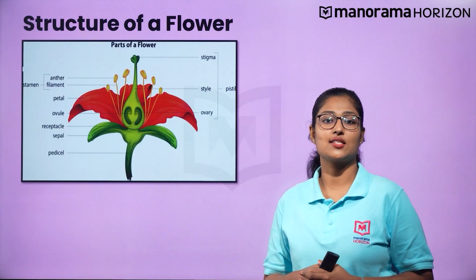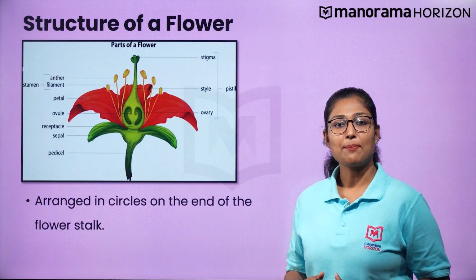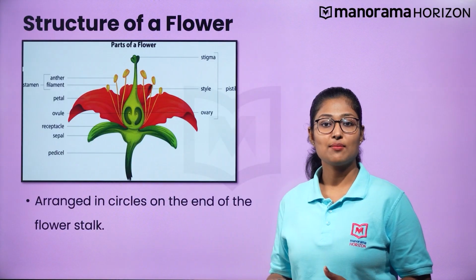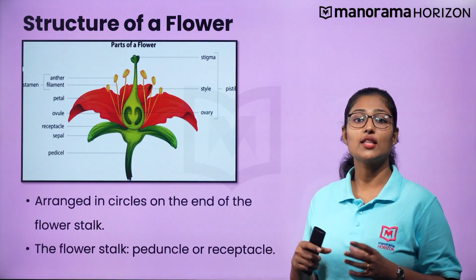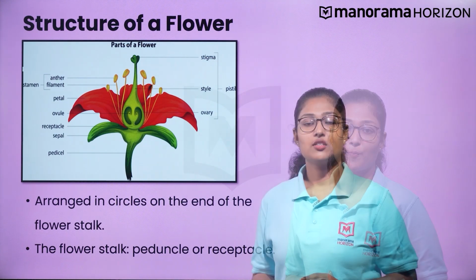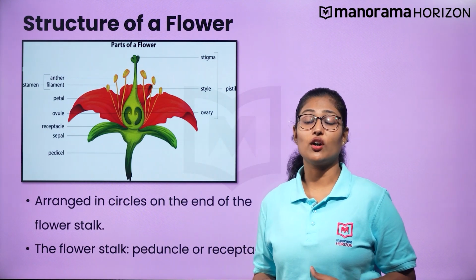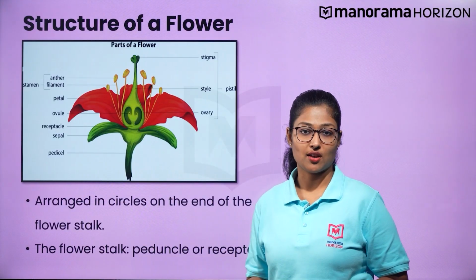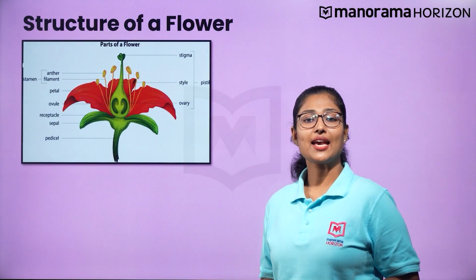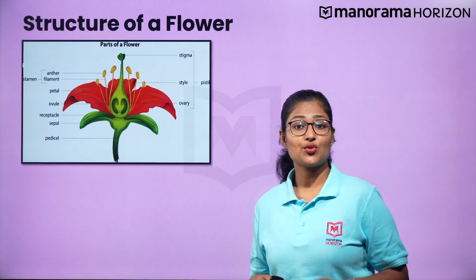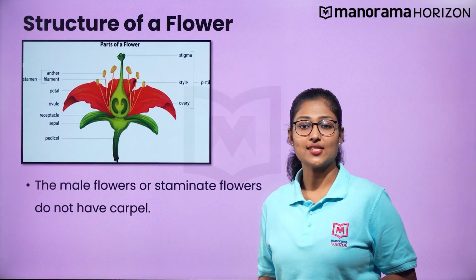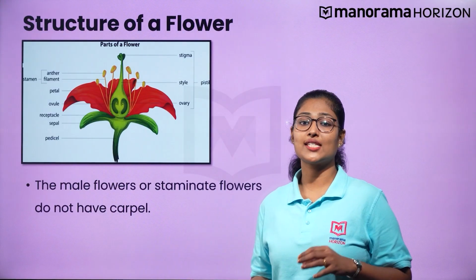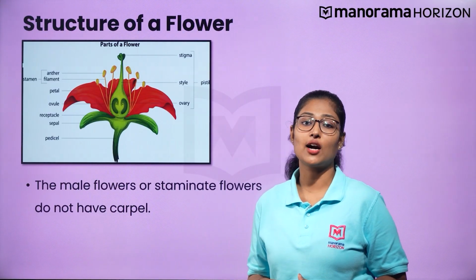Let us discuss this. The sepals, petals, stamens, and carpels are arranged in circles on the end of the flower stalk. The flower stalk is also called a peduncle or receptacle. In some cases, any of these structures might be absent from a flower. For instance, the male flower or staminate flowers do not have carpel.